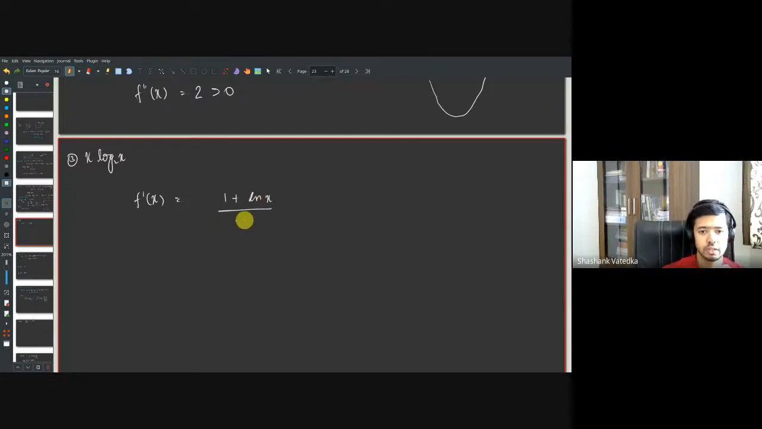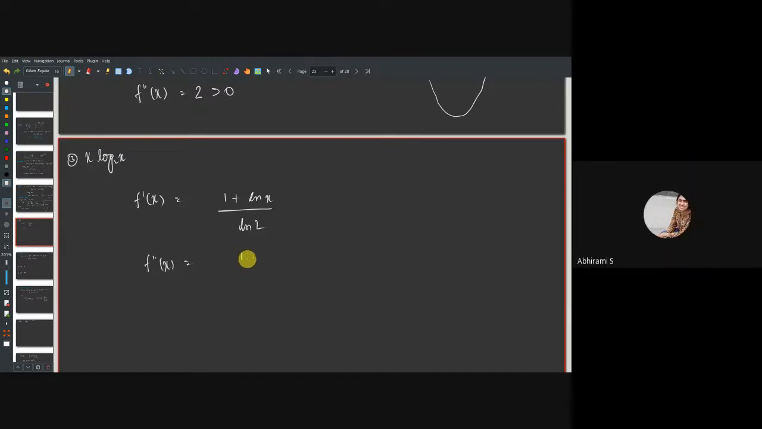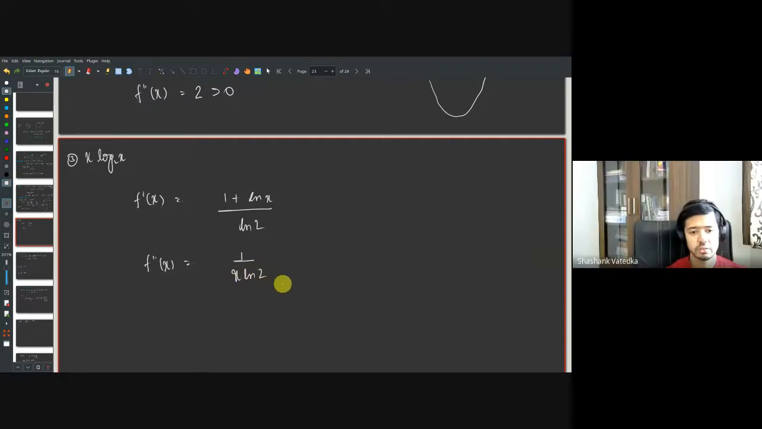1 plus ln x by ln 2. Okay. So what about f double dash of x? The second derivative? One by x into ln 2. Correct. And what can you say about this?